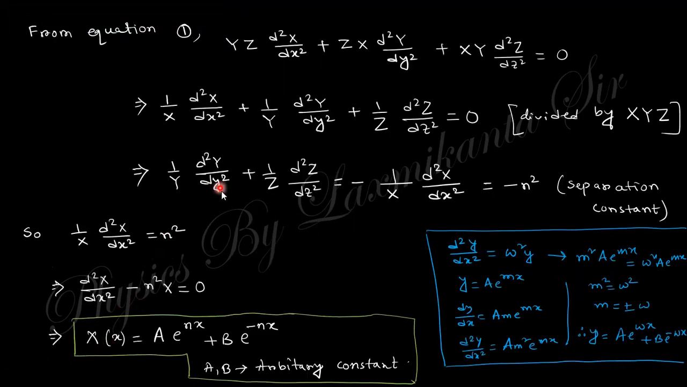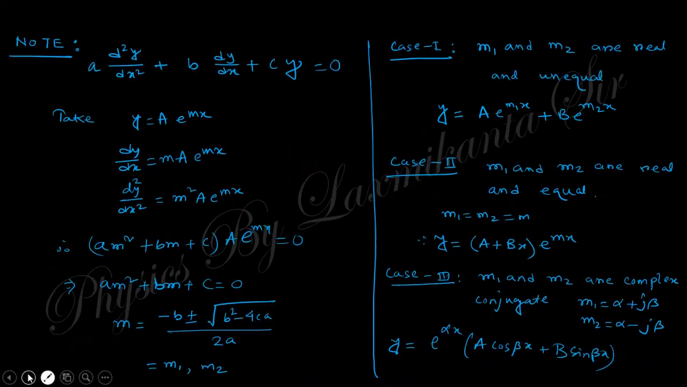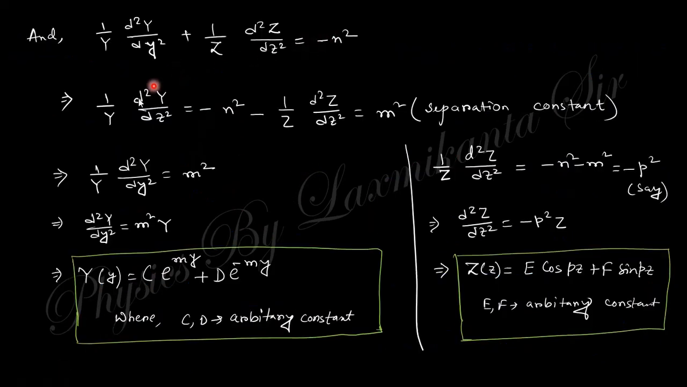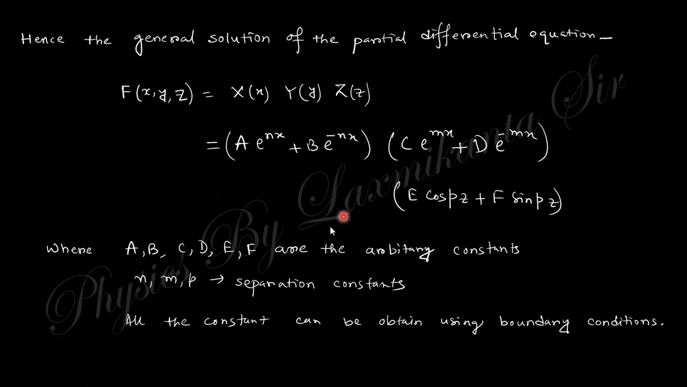Now go to the next one, that is this equal to minus n square. With this equal to minus n square on the right hand side, you will get this one. Take this as m square, separation of constant, so this is m square, same thing, this will be like that. And this one is written like that, and taking this as minus b square, the solution will be like that. So the total solution is nothing but the product of these solutions, where a b c d e f are constants which can be obtained from the boundary conditions. I think you understand the method of separation of variables by which we can solve the partial differential equation. Clear?